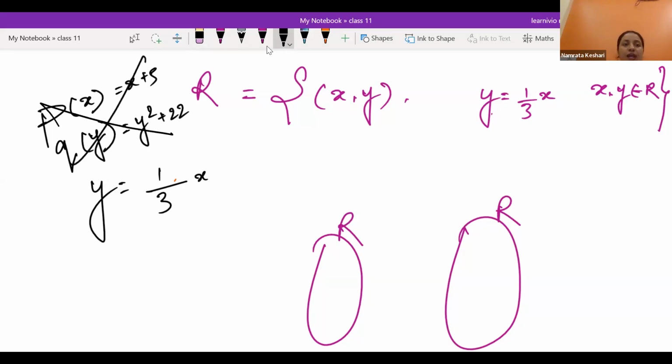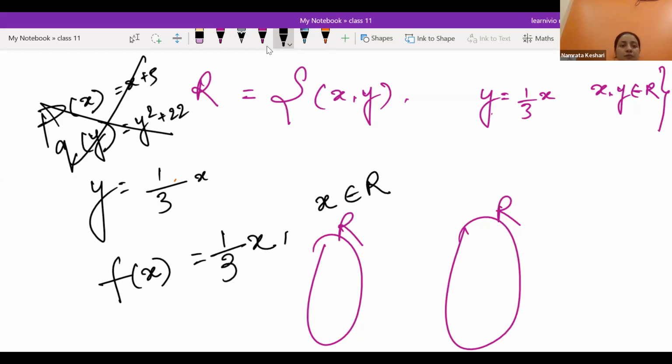Similarly, from today onward, we will be writing a function containing the variable x, f of x is equals to 1 by 3x. Now, here we will clarify that x can be taken from the set of real numbers. If we take any real number as x, whatever f of x we generate will be the image. Making sense? Yes, ma'am.